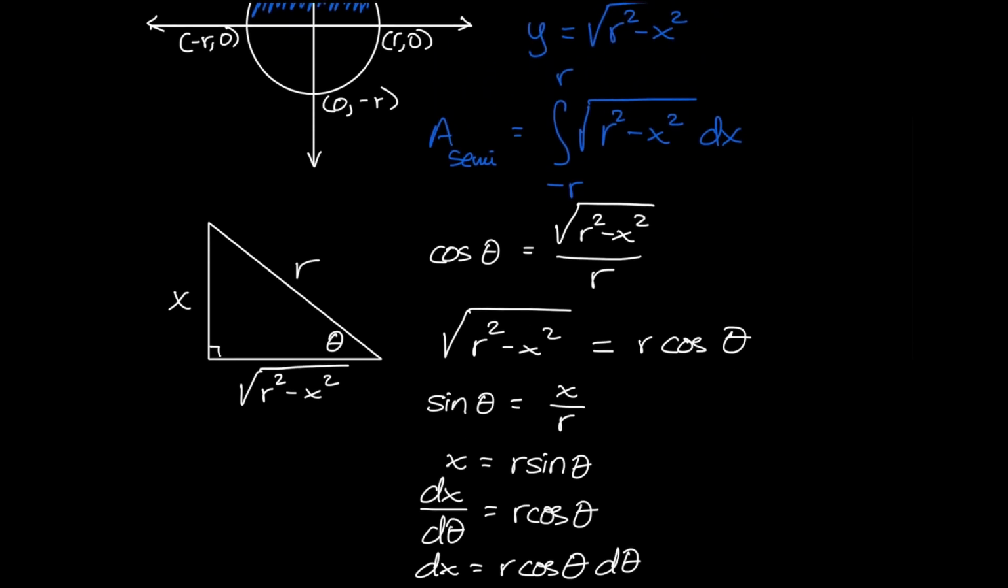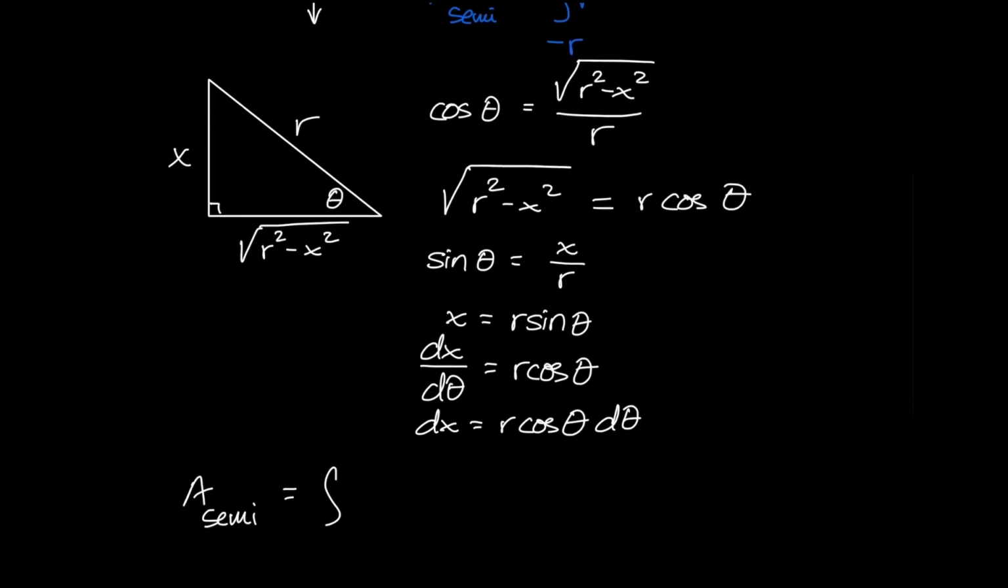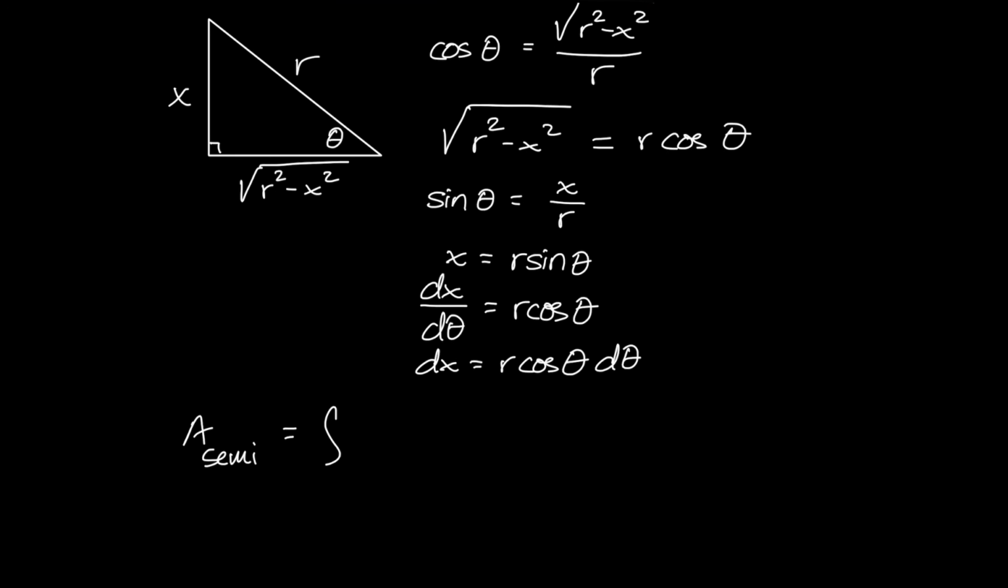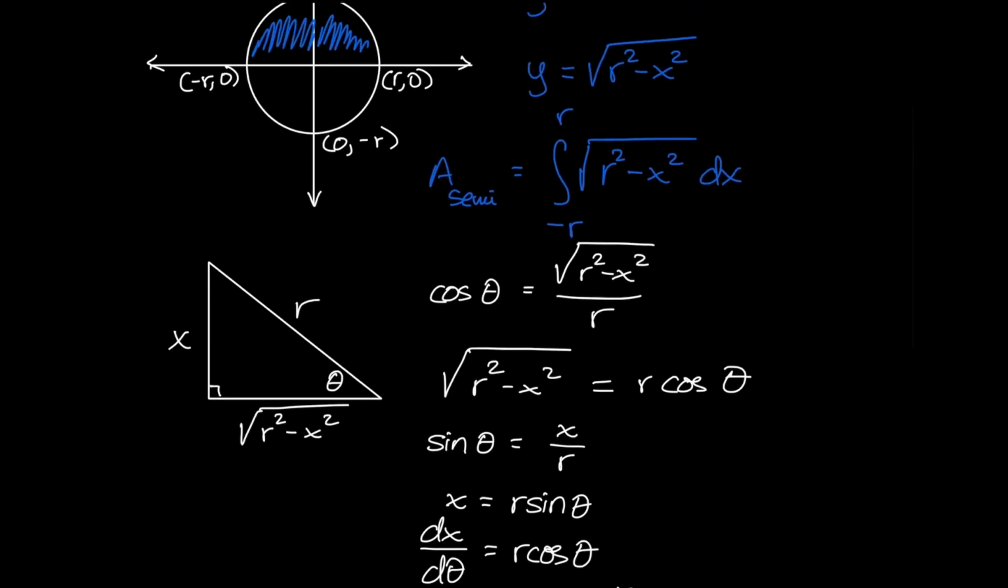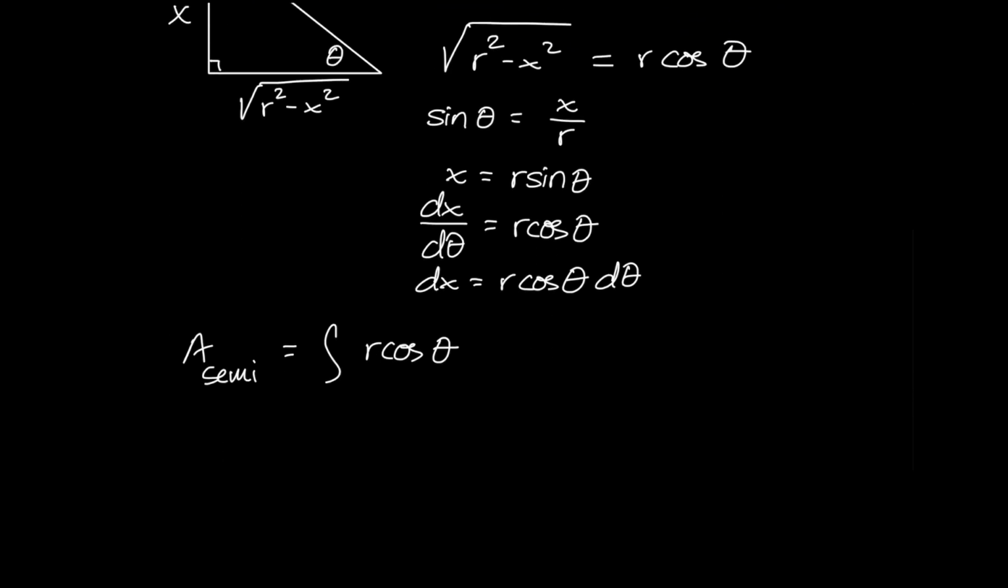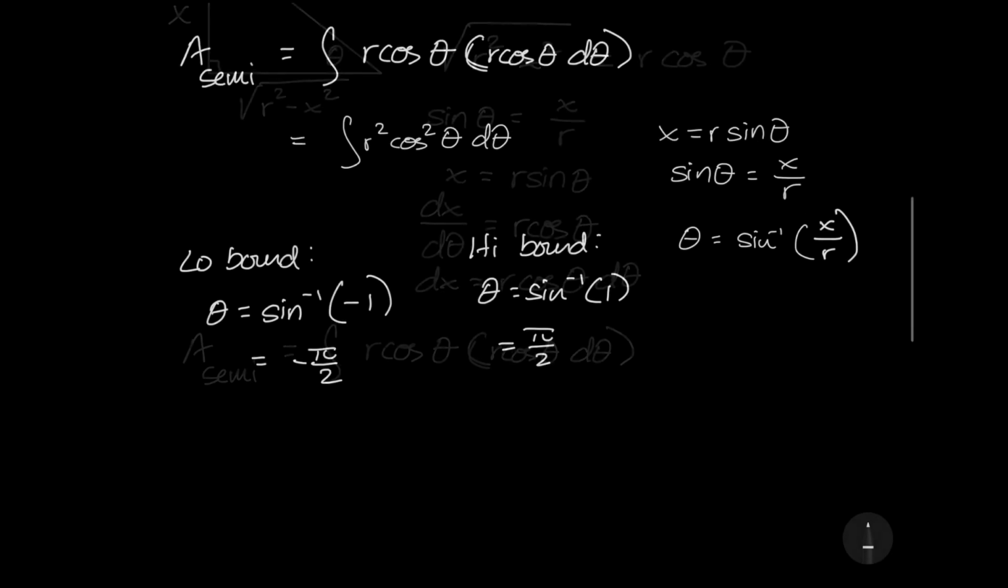So the integral of the square root of r squared minus x squared, but the square root of r squared minus x squared is just r cosine theta. R cosine theta, and then dx is r cosine theta d theta. R cosine theta d theta. And now we have a new integral expression that is much easier to evaluate.